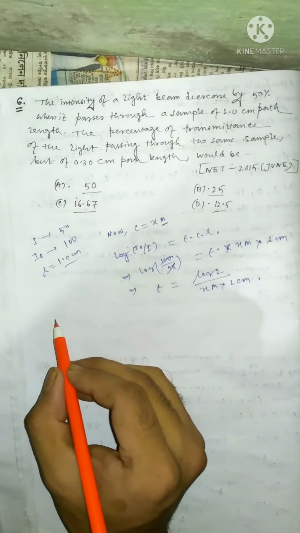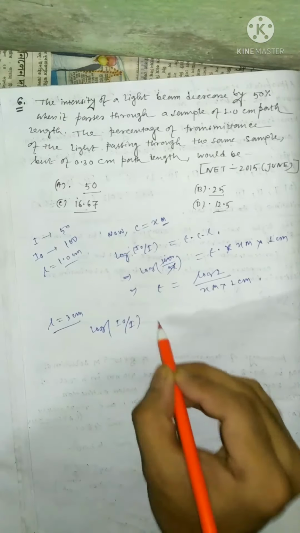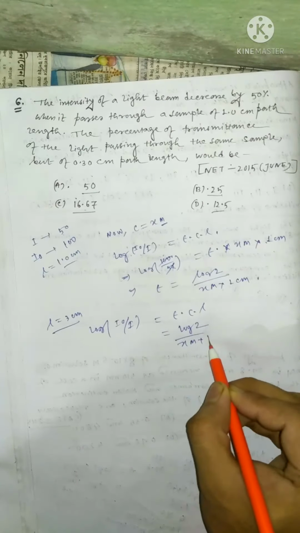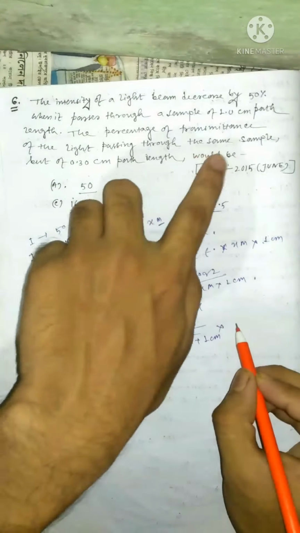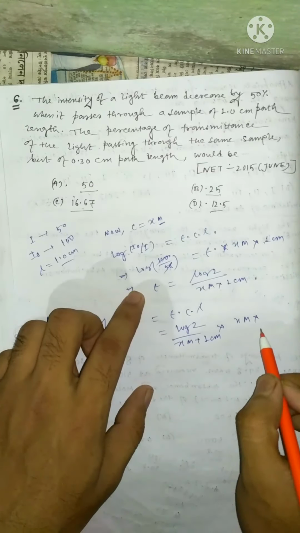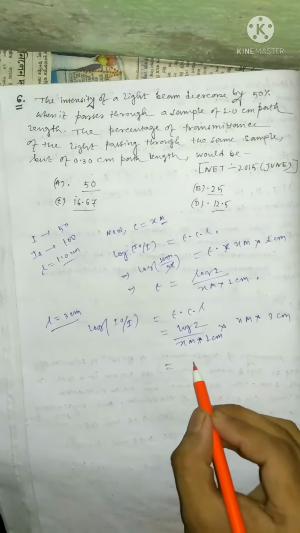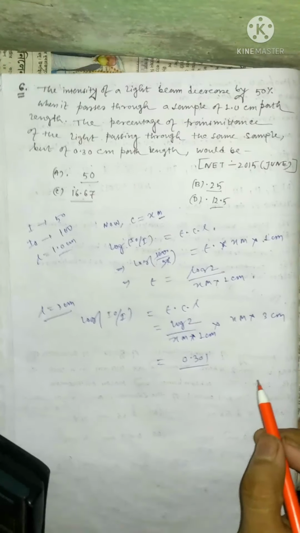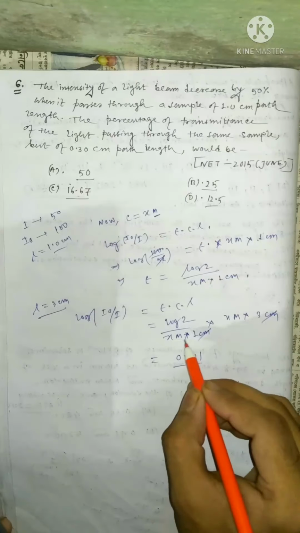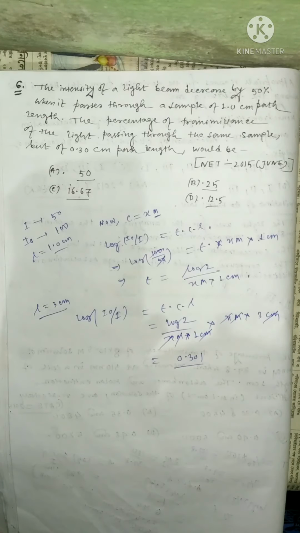Now the path length is 3 centimeter. So the equation log I naught by I equals epsilon CL, epsilon is 0.301 per x molar into 1 centimeter, concentration x molar, and length 3 centimeter. So 0.301 into 3.